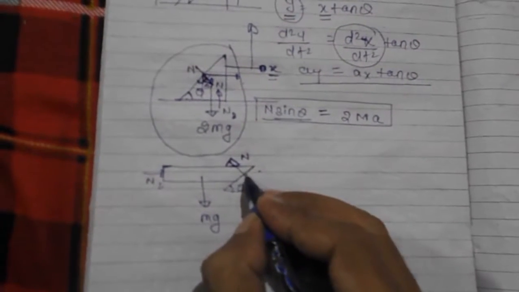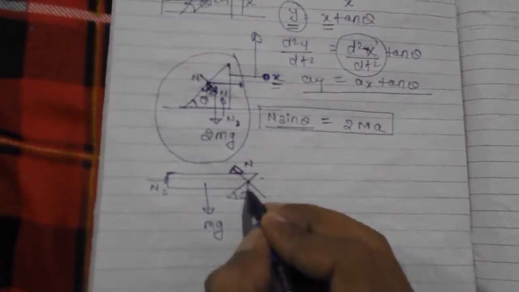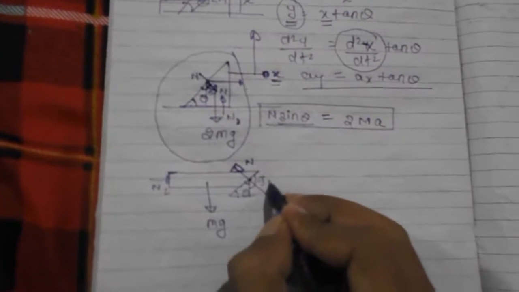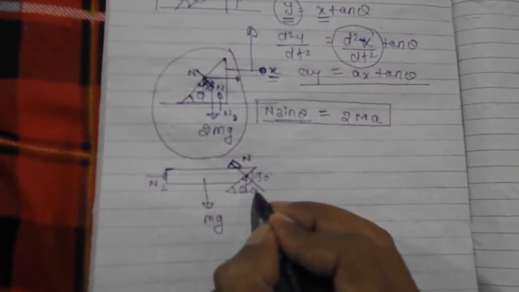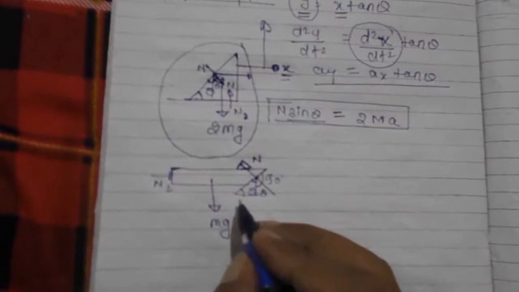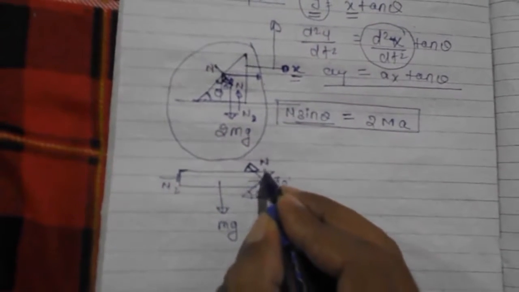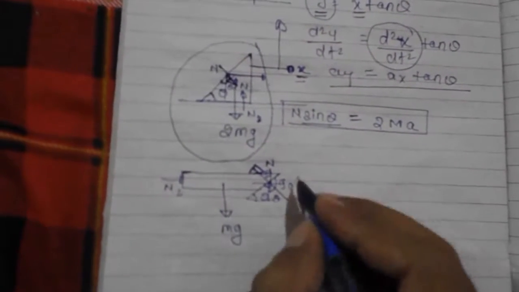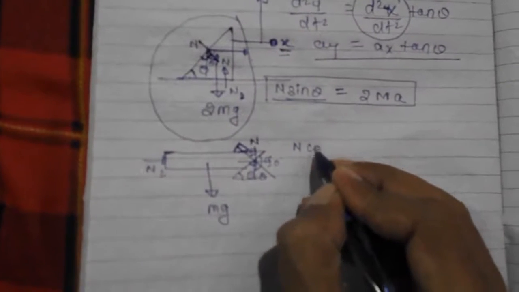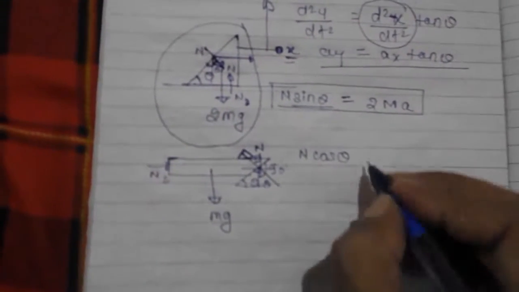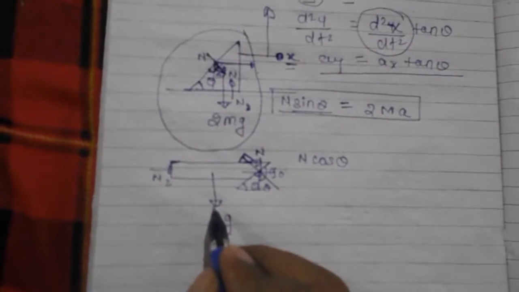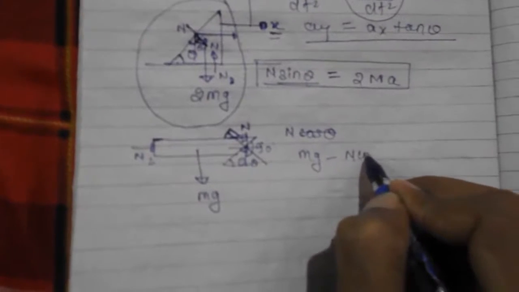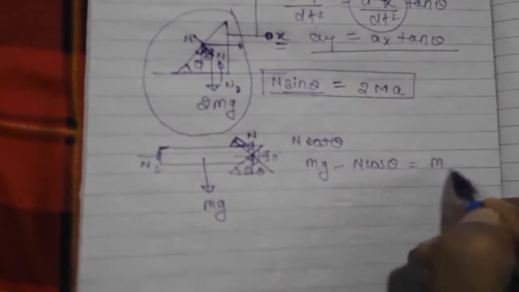So this angle will be 90 minus theta, and this angle will be theta, because this total angle is 90 degrees. So I should take the component of this along this, where this angle is theta. So what should I write? N cos theta, and actually this is coming downward, so I should write mg minus N cos theta. This should be equal to may.